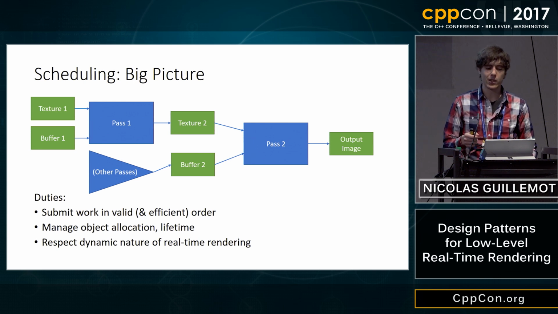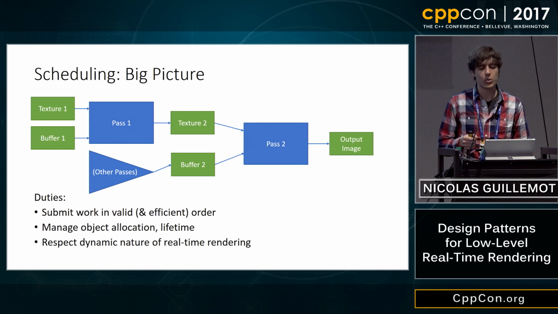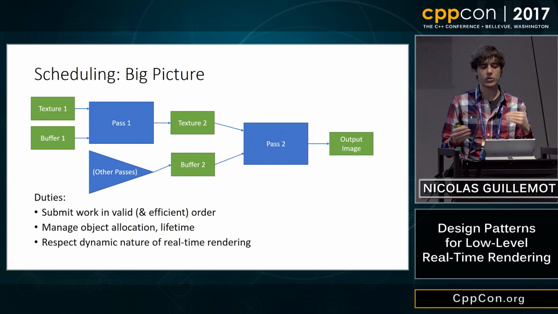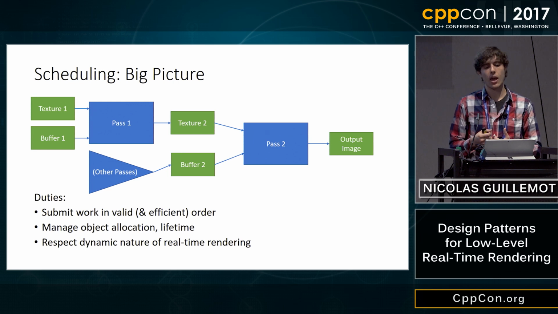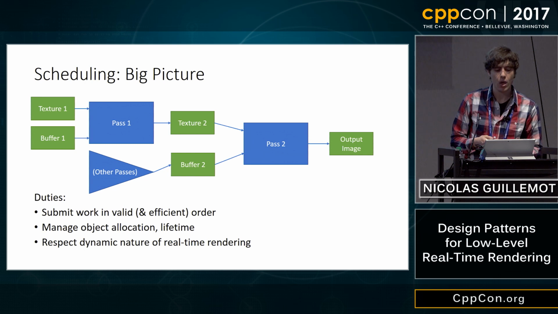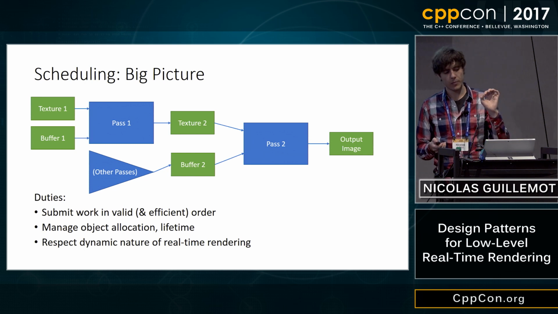Another thing is that, if you look at the middle of this graph, there's the texture2 object, which is the output of pass 1 and the input of pass 2. So this texture2 object is no longer relevant after those two nodes are done using it. What I mean by managing allocation and lifetime is that there are resources that exist for only a small period of the graph, and it is interesting to think about how we can best do the allocations and deallocations of those objects as we execute the graph. And finally, I wanted to say that we also need to respect the dynamic nature of real-time rendering.